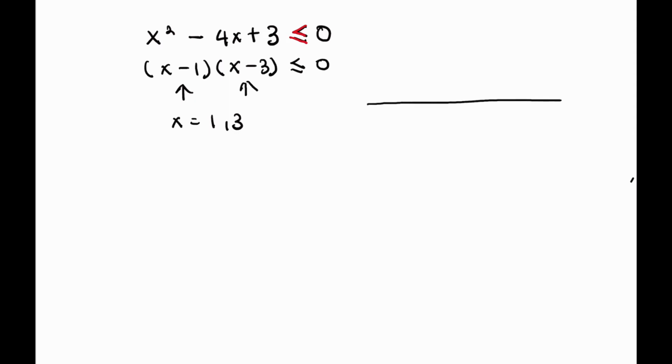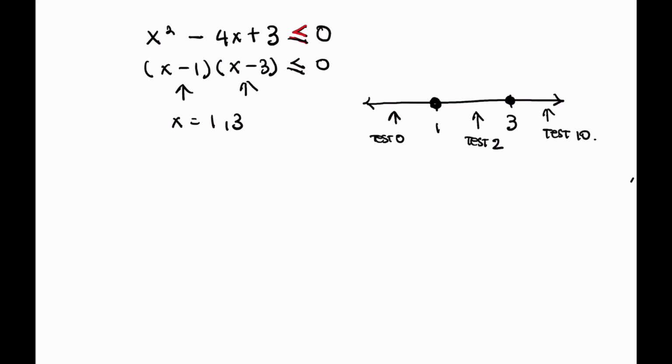So I'm going to mark my critical points, 1 and 3. And if you have this bar underneath, then we are including these critical points. And then we're going to test each zone. So zone number 1, right there, and you know it's going to be negative infinity. Let's pick an easy number, so we're going to test 0. Zone number 2, we're going to test 2. Anything easy. Zone number 3, test 10.